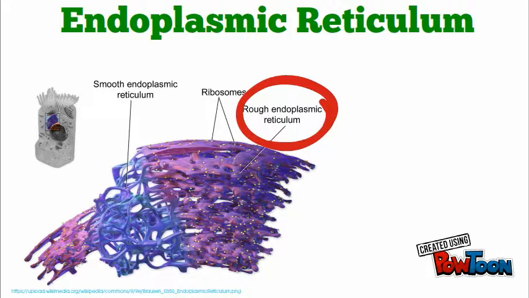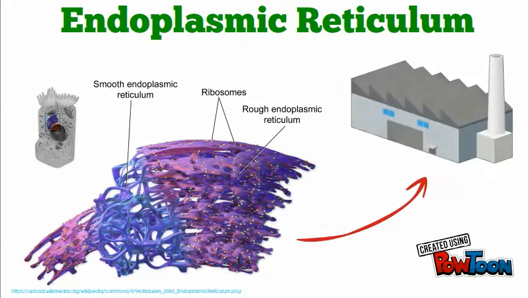Rough ER, on the other hand, has ribosomes attached to it, thus appearing to be studded and rough. Ribosomes embed themselves onto the rough ER, and proteins created by these ribosomes can move directly into the lumen, where they can be modified and tagged for transportation about the cell or secreted from the cell. It is therefore also an intercellular transport system. The ER can be likened to a factory district, where proteins can be further modified and then transported.